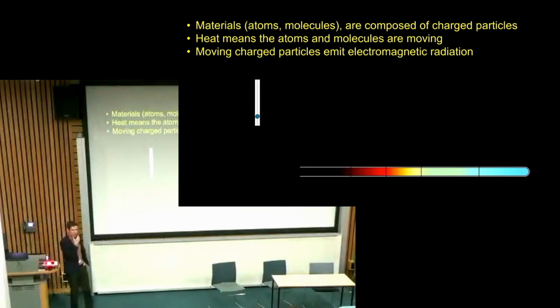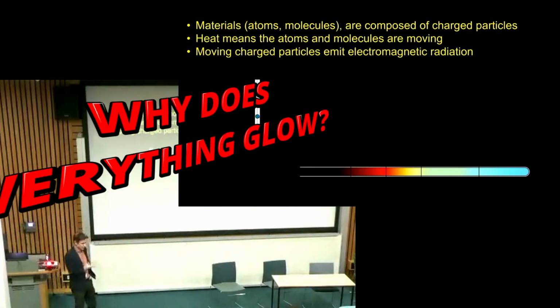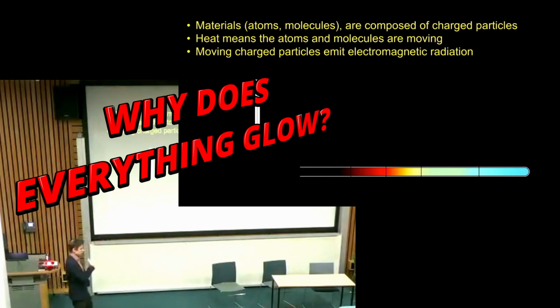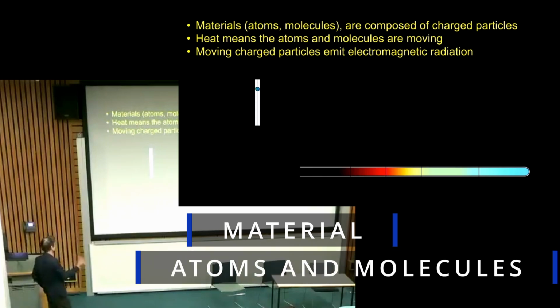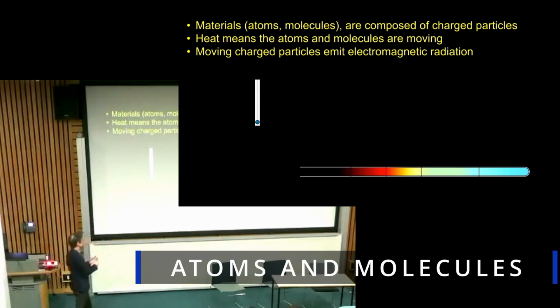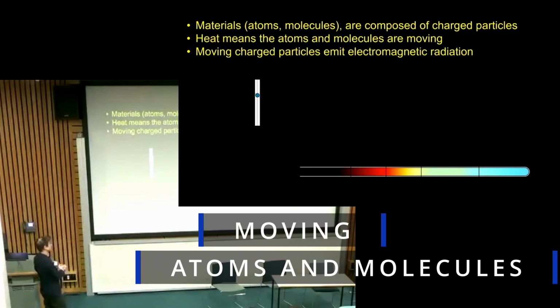But just to spell out why that might be, why does every object in the universe give off electromagnetic radiation? Well, because material, of course, is composed of atoms and molecules, and if it has non-zero temperature, then those atoms and molecules are moving.